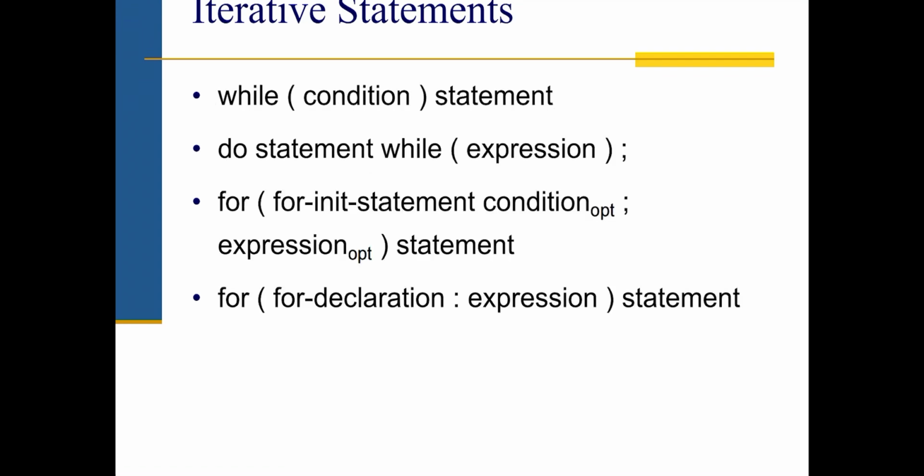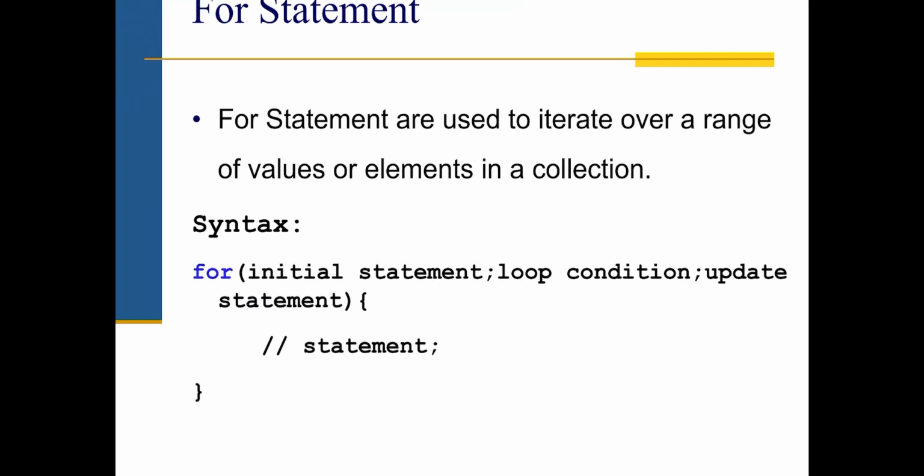So the while statement: while, then in parentheses the condition, then your statement. The do statement: do, then while expression. The for loop: for, init statement, condition, expression, and also the for declaration expression. So you'll start with the for loop.